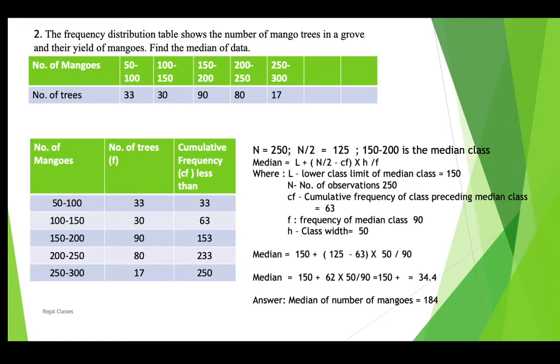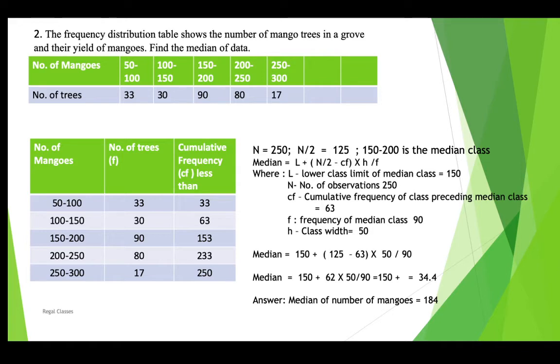What does it mean? It means that there are 33 trees with less than 100 mangoes. There are 63 trees less than 150 mangoes, 153 trees less than 200 mangoes, 233 trees less than 250 mangoes, 250 trees less than 300 mangoes. So total n is 250.